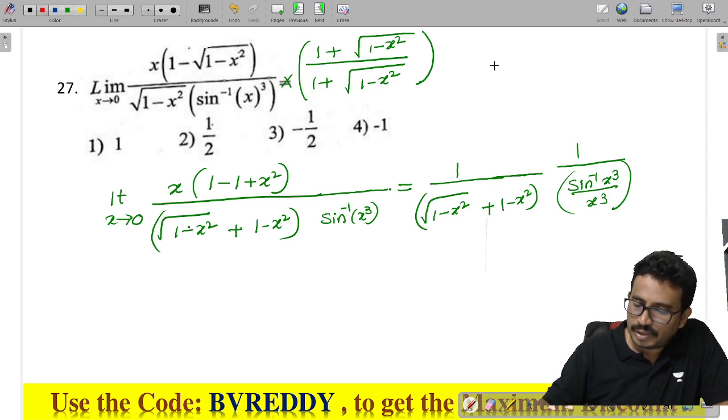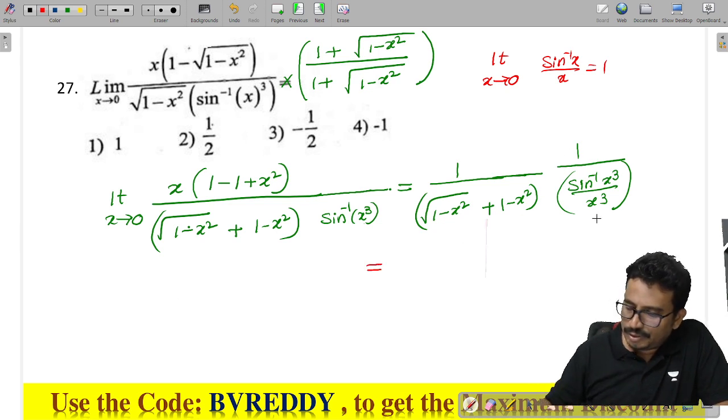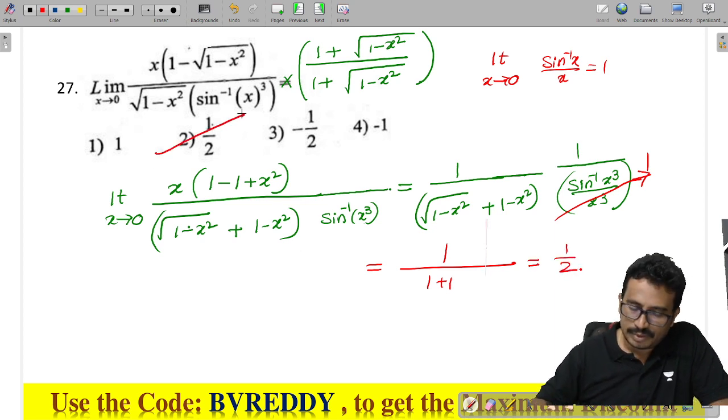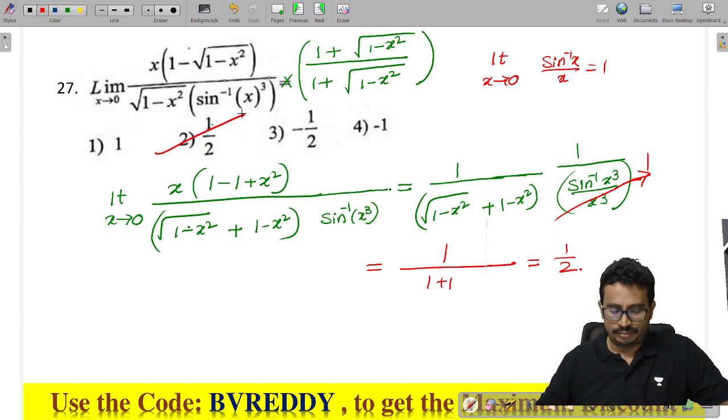Right? Now as we know, limit x tends to 0, sine inverse of x by x, which is equal to 1. So this whole value is equal to 1. If I substitute x is equal to 0 here, this is 1 plus 1, which is equal to 1 by 2. Right? Next problem.